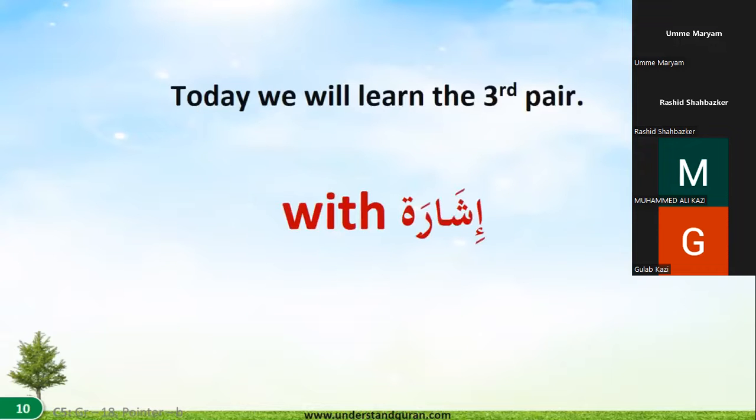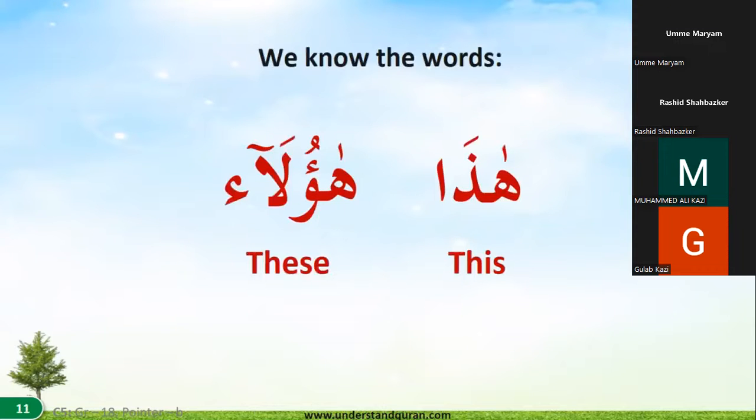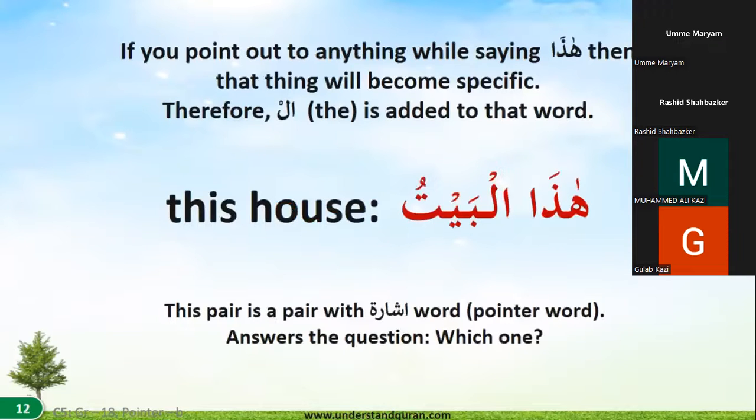So today we'll be learning the ishara. Ism ishara is haza, which means this, and haulai, which means these. These words we already know, the meaning also we already know. So if you point out anything while saying haza, then that thing will become specific, and therefore al is added at the noun. So when we say hazal baytu, it means this house. If we do not put this al, it becomes this is a house. Okay, that becomes a complete sentence. I'll just highlight that.